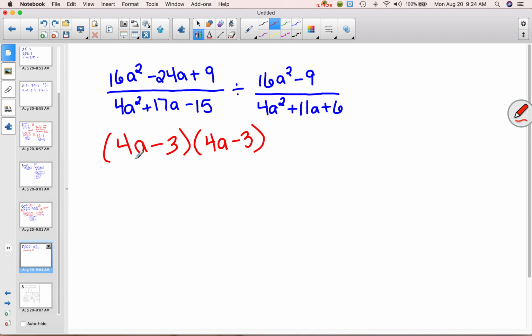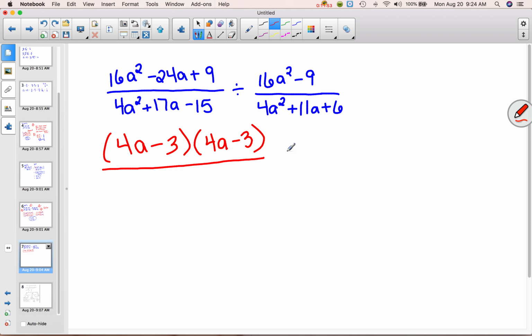Now let's double check. If you FOIL this, you get 16a squared. If you do the outside, you get negative 12a. The inside is negative 12a, so that gives you negative 24a. And then negative 3 times negative 3 is positive 9. That's just easier than the whole modified diamond in the box.